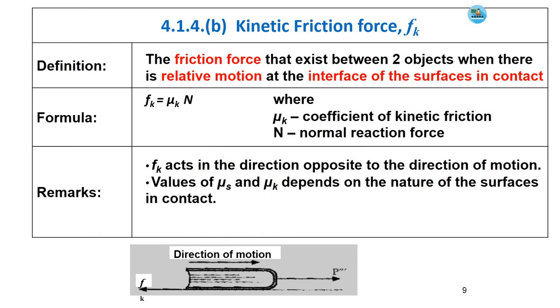4.1.4b Kinetic friction force Fk. The friction force that exists between two objects when there is relative motion at the interface of the surfaces in contact. Formula: Fk equals mu k times N. Mu k is the coefficient of kinetic friction and N is the normal reaction force. Fk acts in the direction opposite to the direction of motion. The values of mu s and mu k depend on the nature of the surfaces in contact.